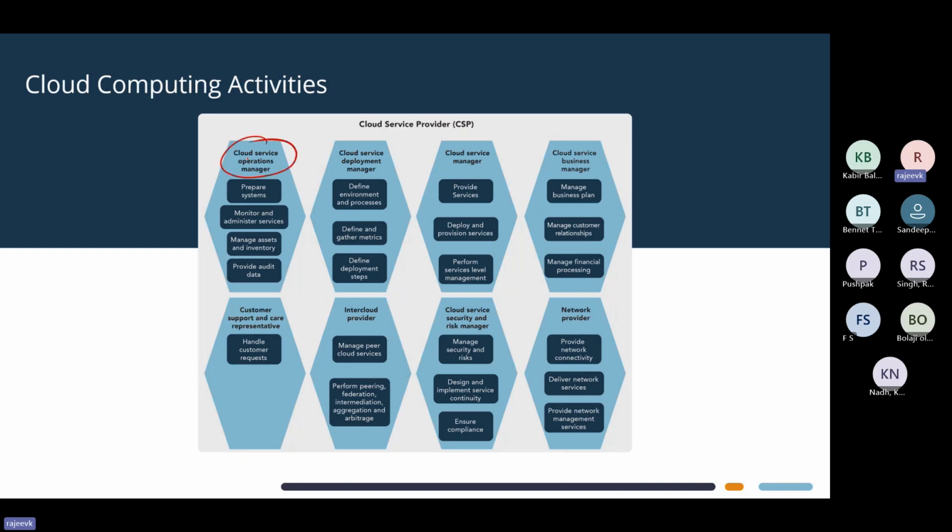Now, what will this operations manager do? This operations manager will ensure that the system is prepared. It means the provider prepares the infrastructure in its environment for new cloud service deployment. Any service which we are deploying in the infrastructure definitely needs to be prepared, and the operations manager is responsible for preparing the system before it gets deployed onto the platform. And when I use the term platform, I am talking about the Azure platform or the AWS platform.